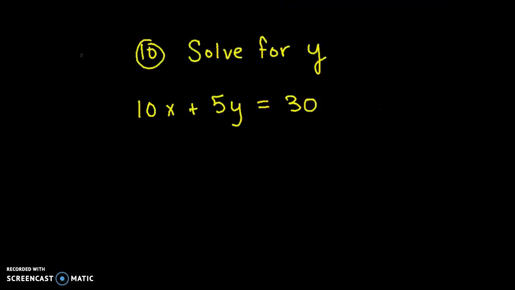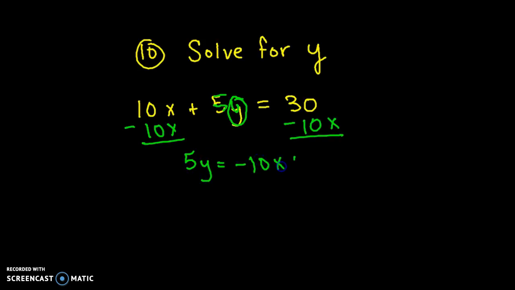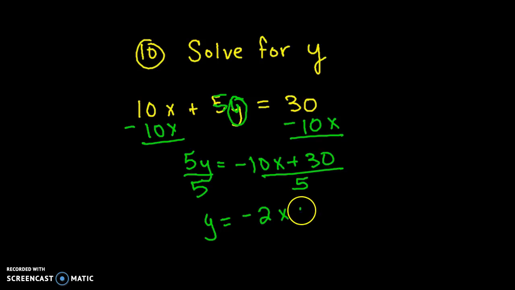Okay, moving on to number 10, we're now going to solve for y. Okay, accidentally erased that y. So we want y. We're going to subtract 10x from both sides. So we're left with 5y is equal to negative 10x plus 30. Now we're going to divide both sides by 5. y is going to be equal to, and I'm going to split this up, negative 10 divided by 5 is negative 2x. 30 divided by 5 is 6.